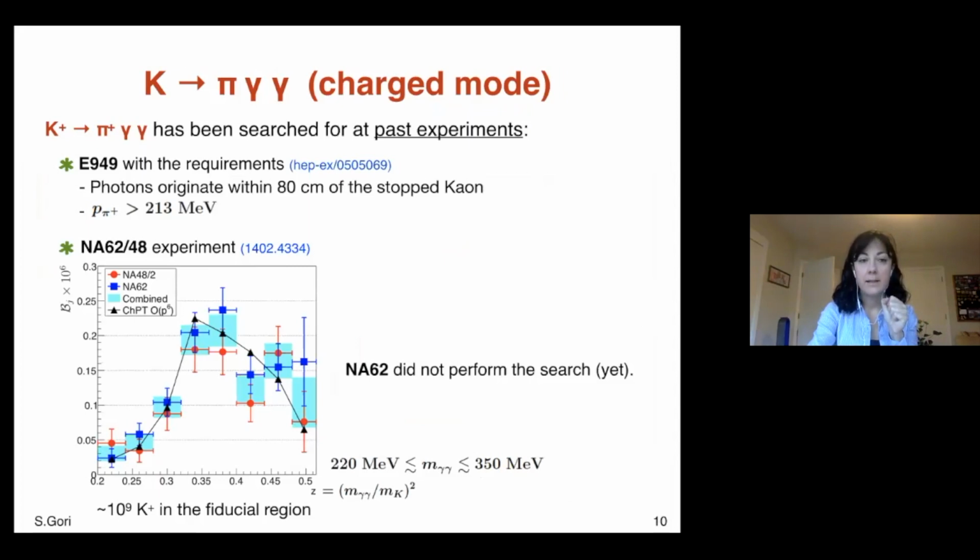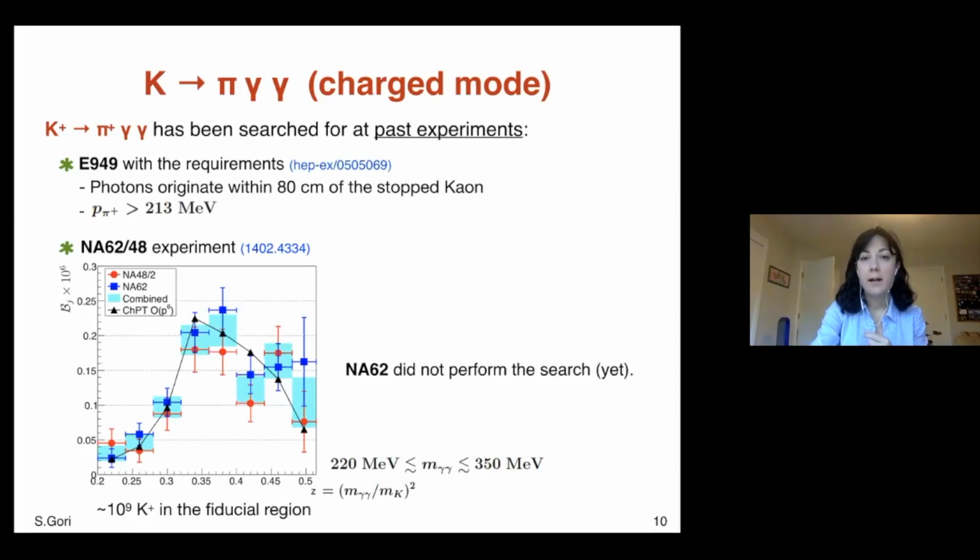So this NA49 and E949 and NA62 experiments were looking for a K plus going to pi plus gamma gamma. Not necessarily thinking about axion-like particles, but the data can be reinterpreted in terms of bounds on axion-like particles decaying to photons. And the NA62 experiment didn't yet perform this specific search for an ALP. But what we have done in our paper is to rescale the bound, so the analysis of NA62, using the full future luminosity of NA62, and we see what is the result.